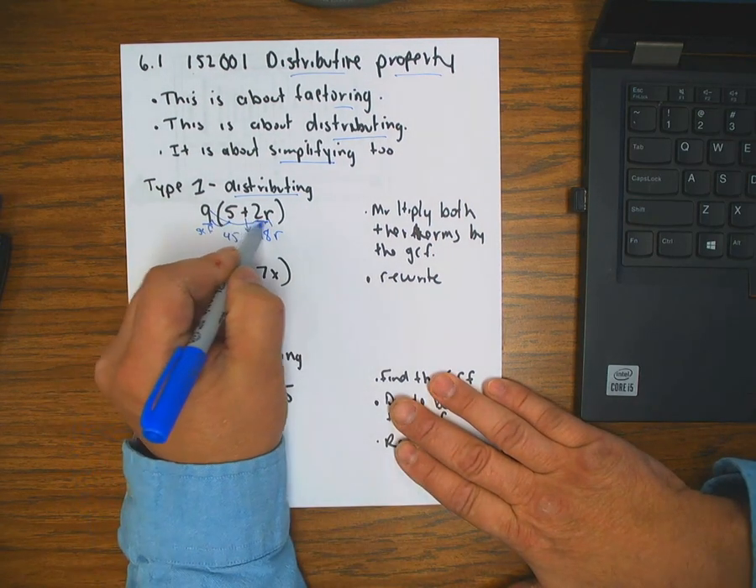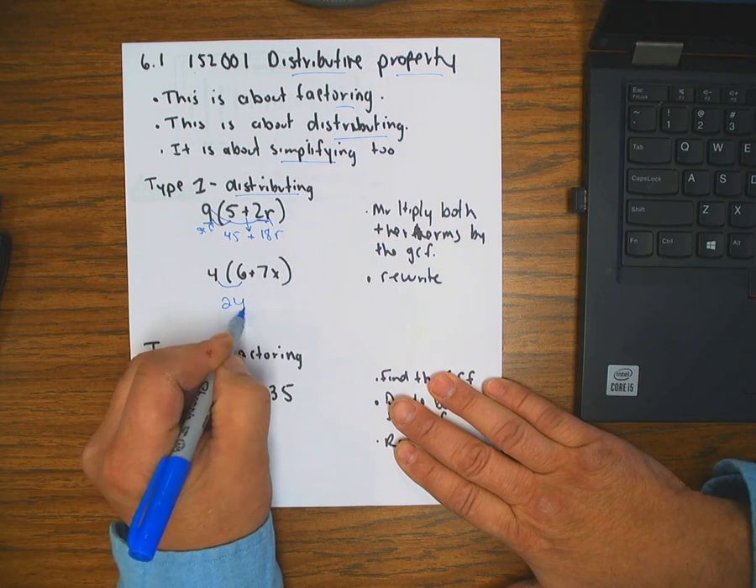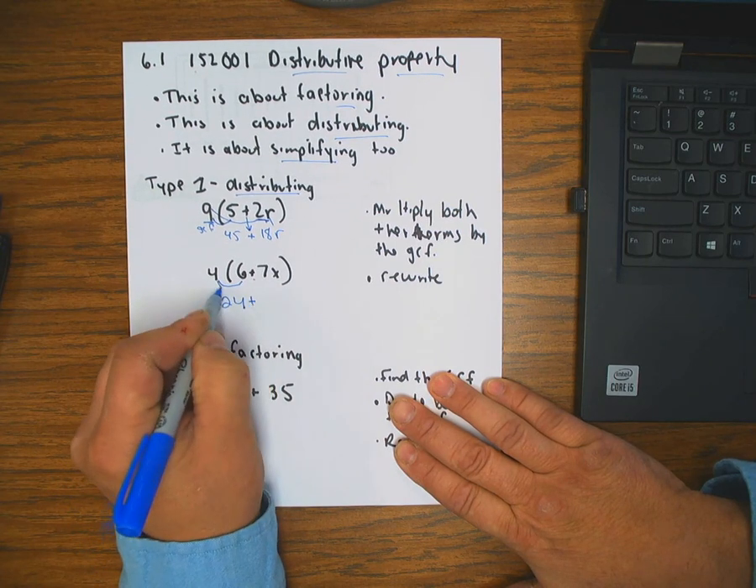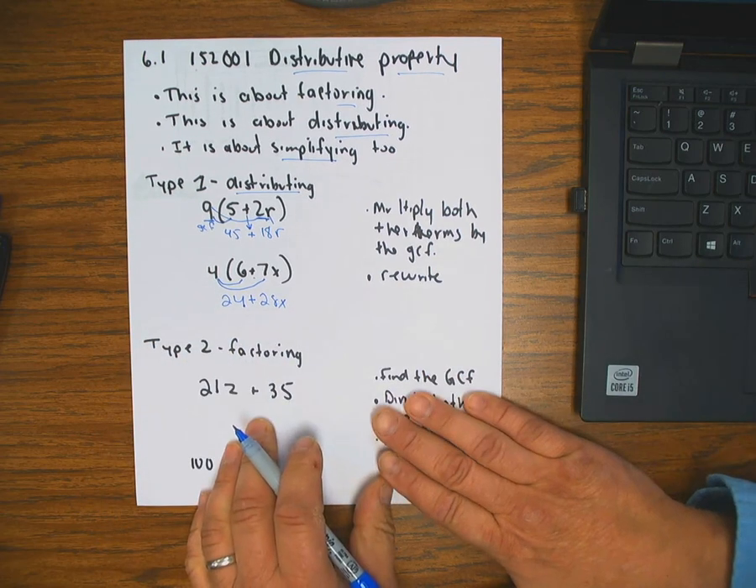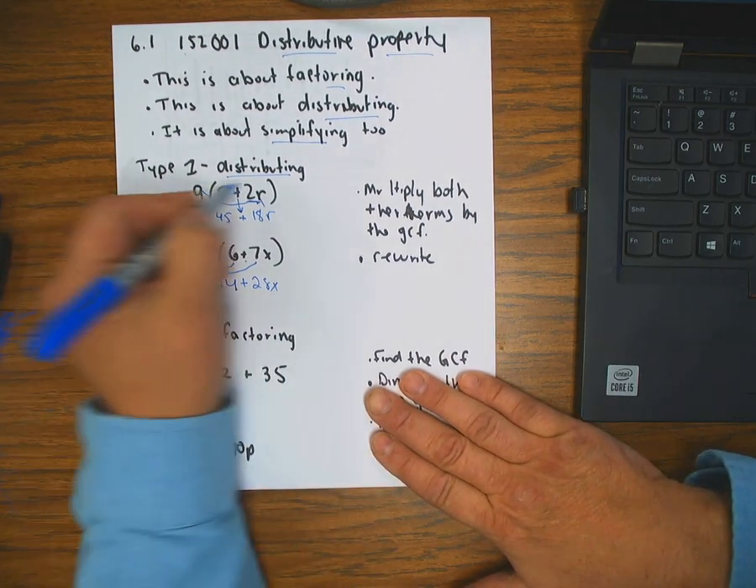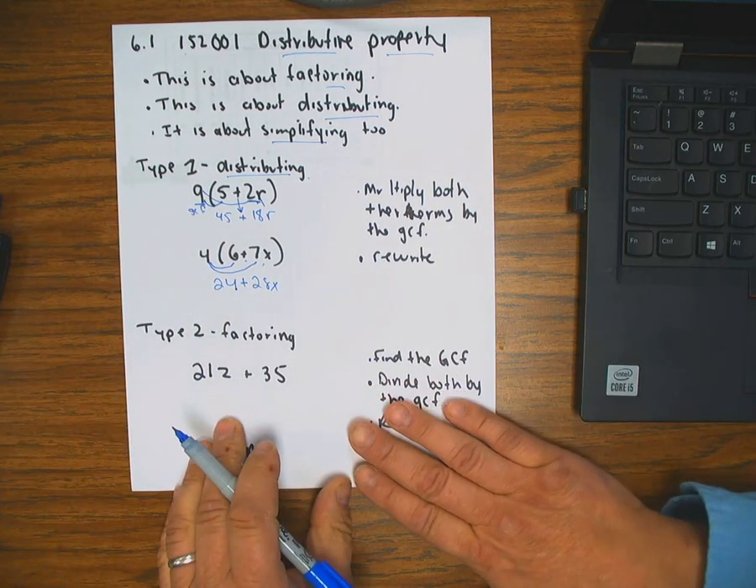I don't forget to multiply times both terms. So 4 times 6 is 24. Keep the plus sign. 4 times 7 is 28x. Okay? That is distributing. You're distributing the GCF into the other factors.